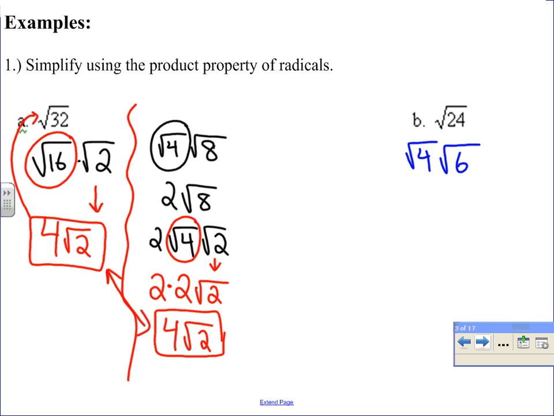So using the product property of radicals, we're going to change it to square root of 4 times square root of 6. Circle the perfect square, take the square root of it. Square root of 4 is 2. Take the square root, get rid of the square root symbol, rewrite square root of 6. Ask yourself, are there any perfect squares that go into 6? There's not, it's just 2 times 3. So that is your answer, completely simplified, and again, it is equivalent or equal to the square root of 24.